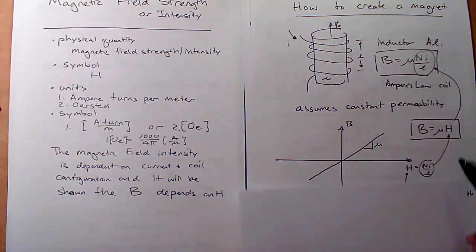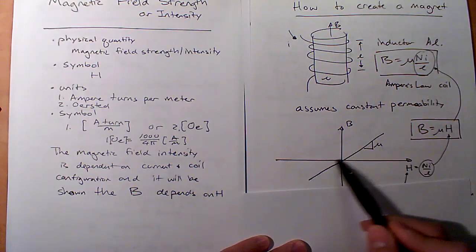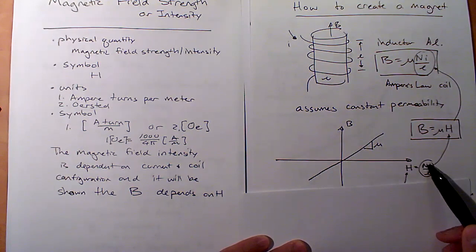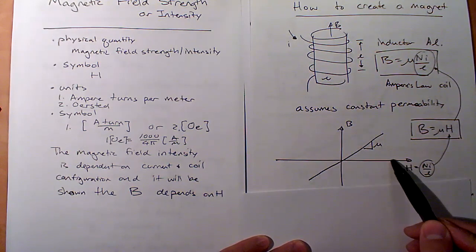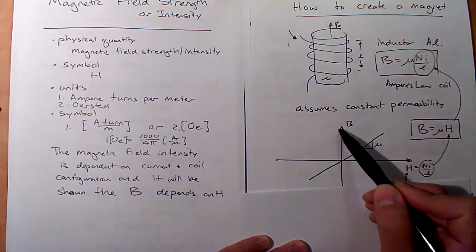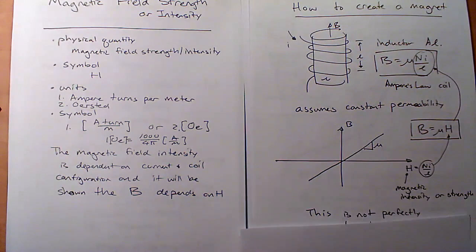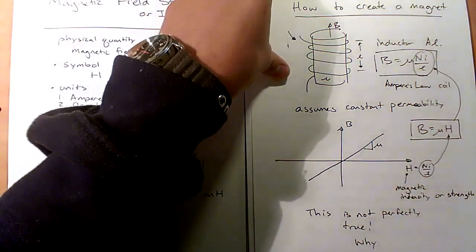And if we were to draw a plot of this BH curve, we would see something like this. H equals N i over L. As I get more H, which is essentially caused by more current and some of the configuration, I get more B. Okay, so is that true? This is not always true, okay? And here's the reason why.